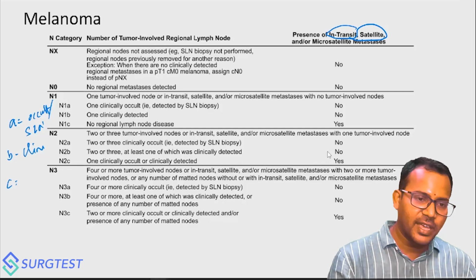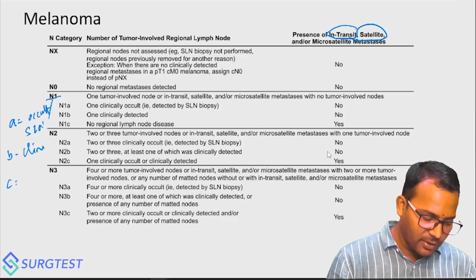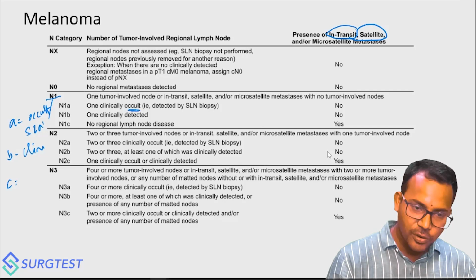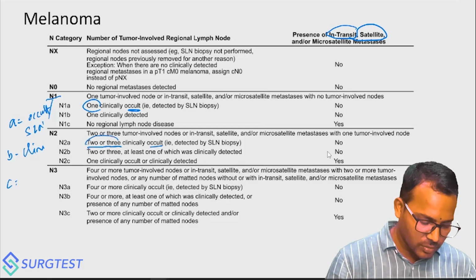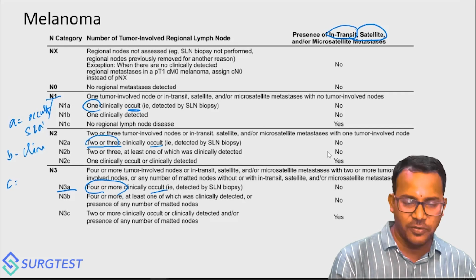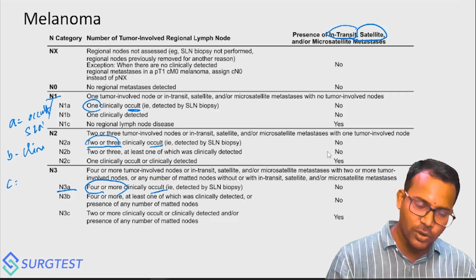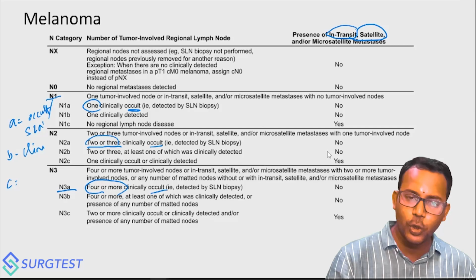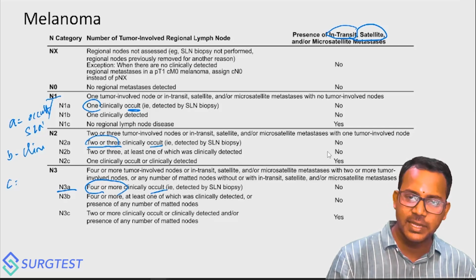So how do you define these A, B, C in N1, N2, and N3? N1A will be your occult node, but only one. N2A will be 2 to 3 occult nodes, and N3A you will have 4 or more occult nodes. How do you know they are occult? You have not seen them clinically, but once you have done a sentinel node biopsy, you have found them. If you have found one node in the sentinel node, it is N1A. If you have found 2 to 3 nodes positive, then it is N2A disease. If you have found 4 or more sentinel nodes positive, it is N3A.